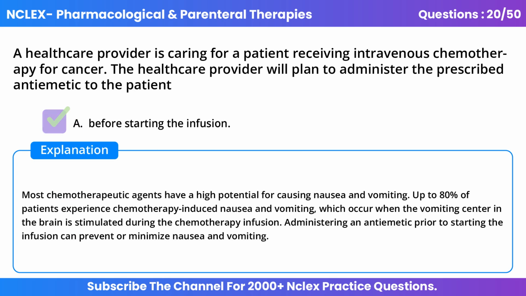Most chemotherapeutic agents have a high potential for causing nausea and vomiting. Up to 80% of patients experience chemotherapy-induced nausea and vomiting, which occur when the vomiting center in the brain is stimulated during the chemotherapy infusion. Administering an antiemetic prior to starting the infusion can prevent or minimize nausea and vomiting.